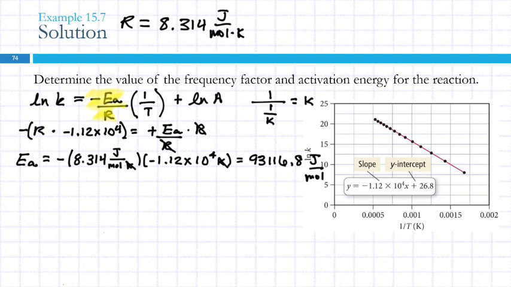Okay, activation energy. Now the y-intercept. So this is the natural log of A. So the y-intercept is equal to 26.8, and that equals the natural log of A.